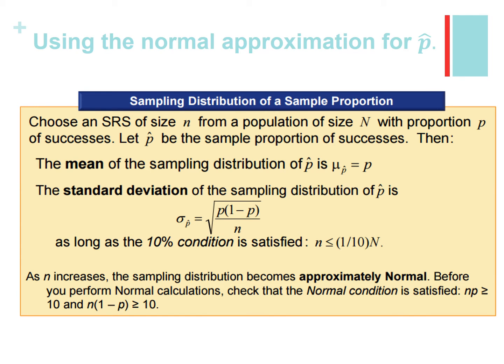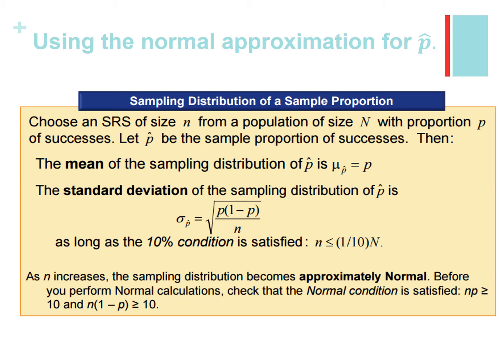All right, so here are the formulas you need to know. Here's what you need to know about a sampling distribution of a sample proportion. We're choosing a simple random sample. Notice that's really important, of size n. So that's our sample from a population of size N. So big N is the population with proportion p of successes. So that's our population proportion. Let p hat be the sample proportion of successes. So how many students thought they were sexy and they knew it. The mean of the sampling distribution of p hats, the mean of p hat, is equal to p.